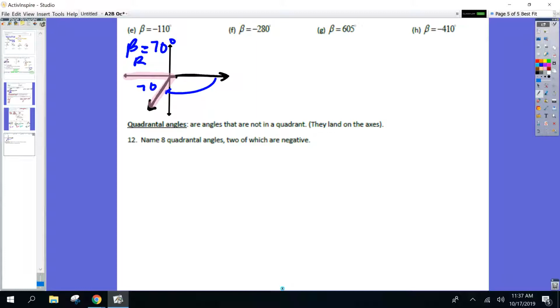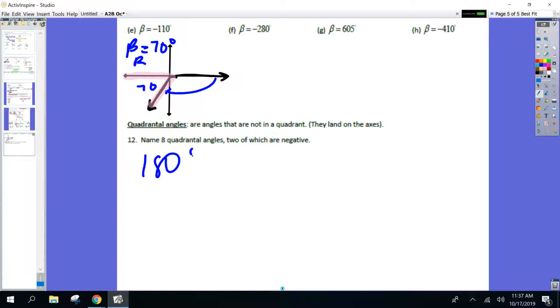Okay, I'm going to skip around here. I don't like going right up to the bell. So let me go to right below, which is quadrantal angles, and this gets to Jillian's question. Quadrantal angles are angles that are not in a quadrant; they land right on the x or the y axis. So when she asked what quadrant 180 degrees is in, my answer is no quadrant. It's called a quadrantal angle. So there's one of them, right?